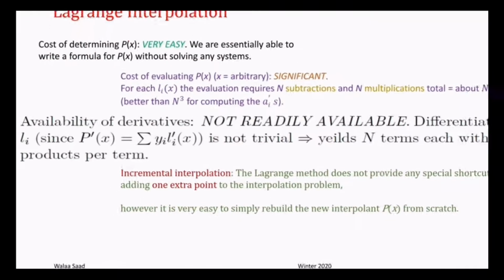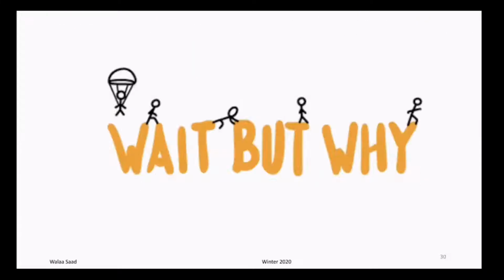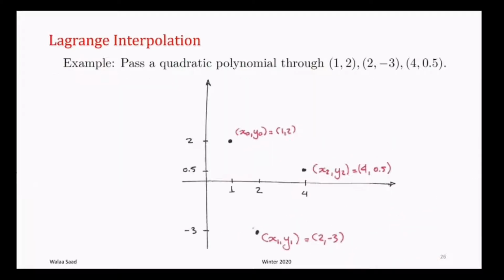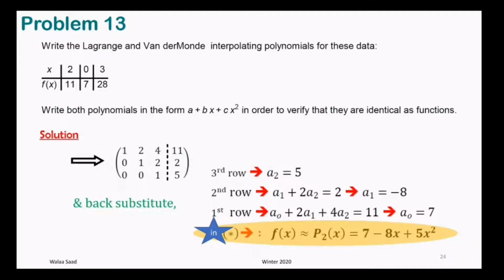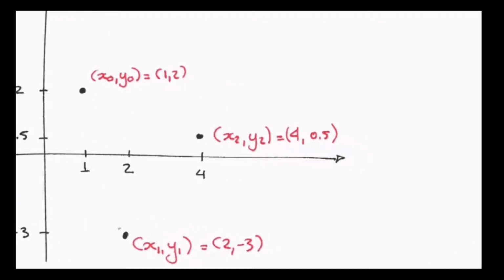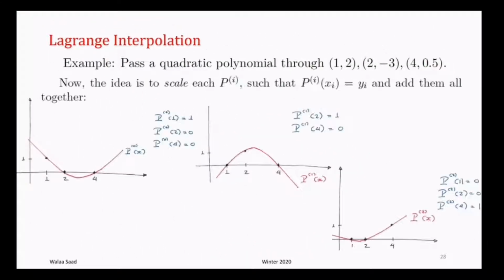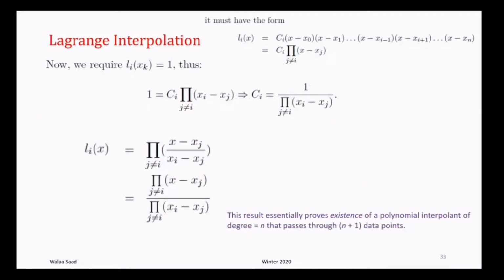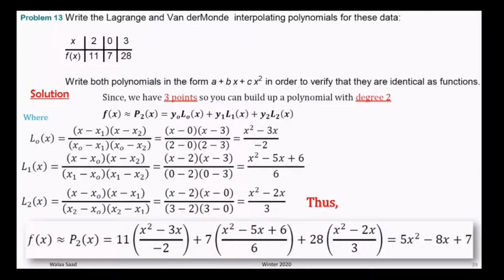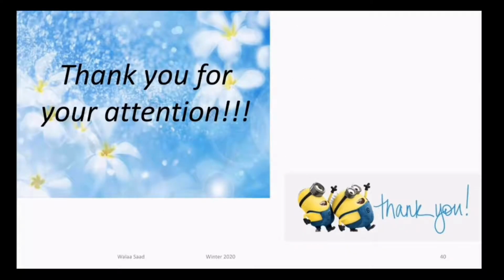Vandermonde, which was here. This is 5x squared minus 8x plus 7. Okay. And here we have 5x squared minus 8x plus 7, the same polynomial. Because of the small number of data points here, we got the same polynomial, and it's not quite clear the reduction of operations that happened using the Lagrange function. Thank you for your attention.